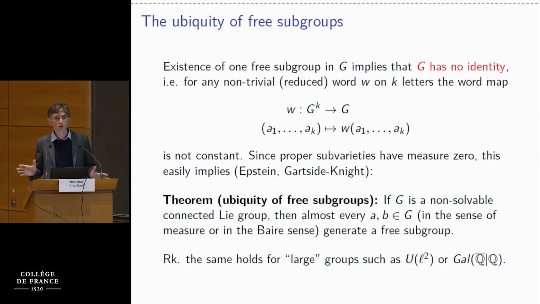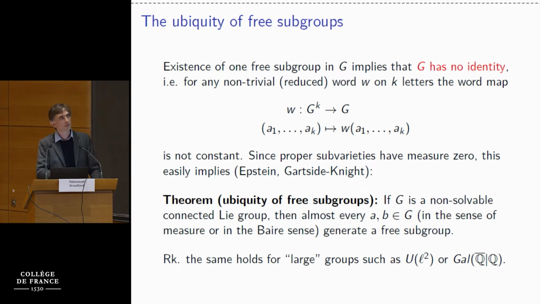Okay? So now if you just know that, and you are in an ambient group, which is, for example, a Lie group, or something more general like a Polish group, then you can deduce that actually almost every pair of elements, or almost every k-tuple, will generate a free group. So almost every, either in the sense of Lebesgue measure or Haar measure, or in the Baire category sense. Okay? So this is sometimes called the ubiquity of free subgroups.